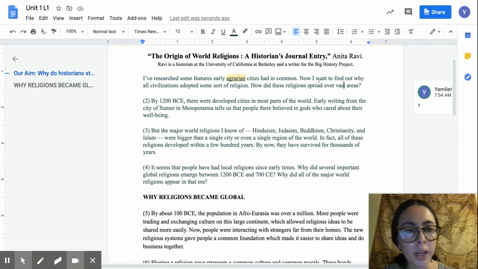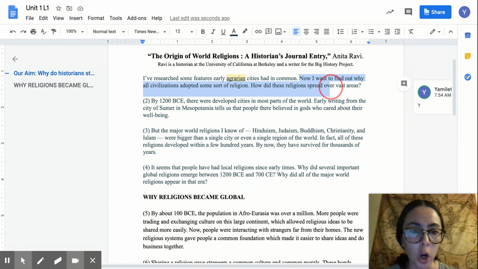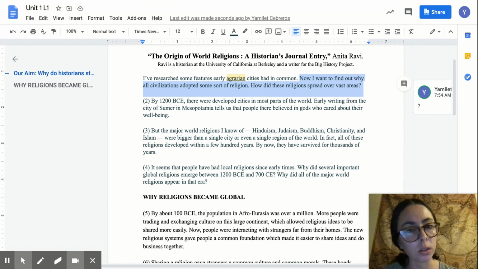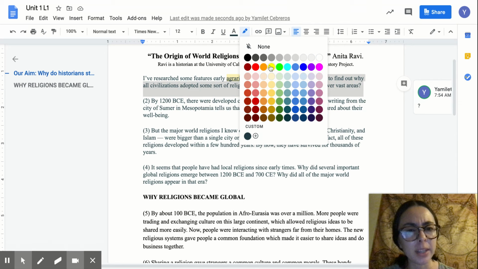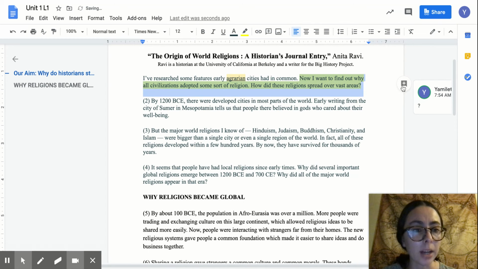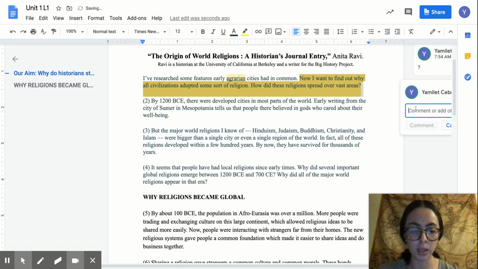Okay? The second part. Now I want to find out why all civilizations adopted some sort of religion. How did this religion spread over vast areas? I see questions here. What I think this means is that the article is going to try to answer these questions. So I'm going to highlight it because I feel this is very important. I'm going to add a comment as well. And in this case, I think this is the main idea of this article. So I'm going to write main idea, possibly.